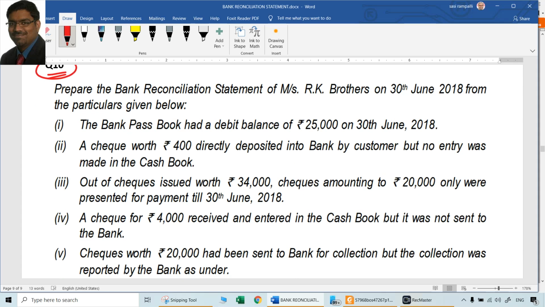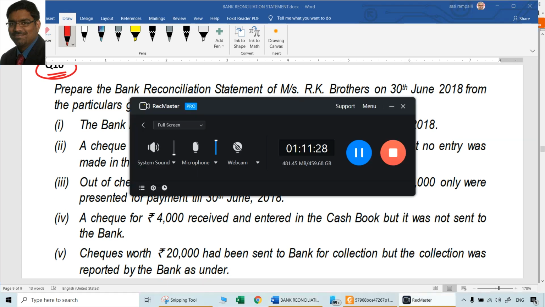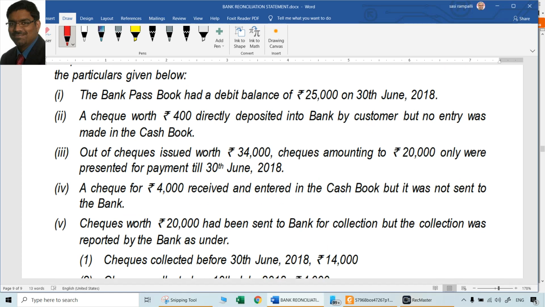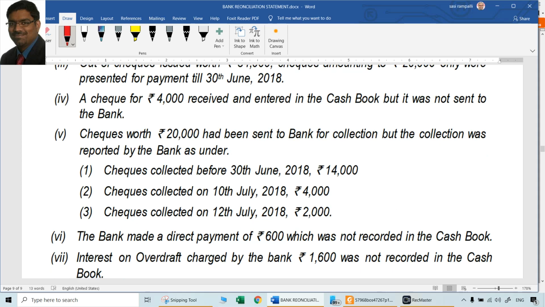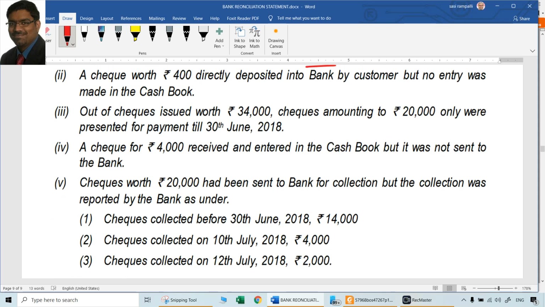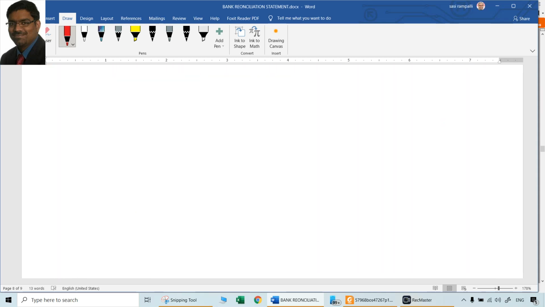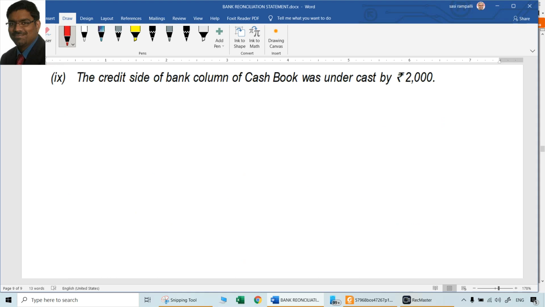Prepare bank reconciliation statement of RK Brothers on 30th June 2018 from the particulars given below. Now, bank passbook had a debit balance of 25,000 rupees. So definitely the starting point is passbook. So what is required is BRS. So can we prepare any revised cash books, etc.? No, we cannot. So we have to start with balance as per passbook only. That is the only choice.